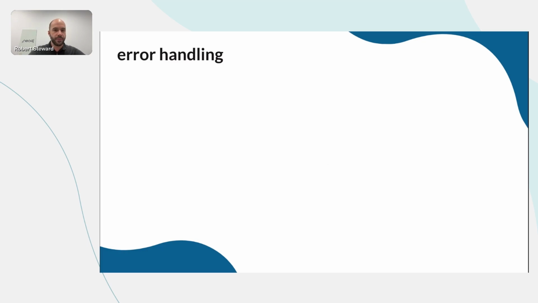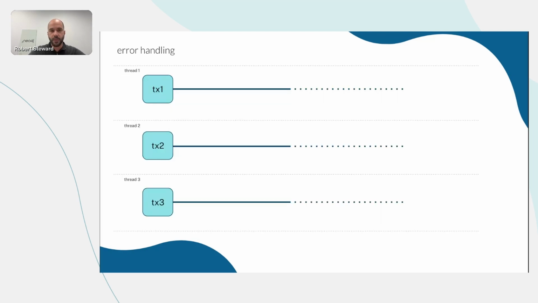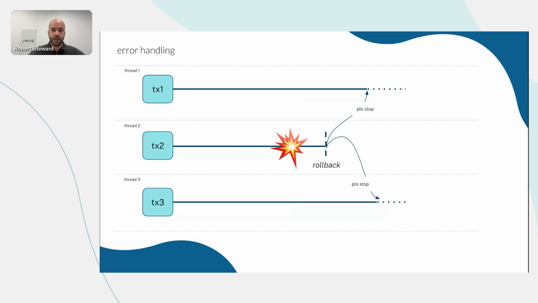Let's talk about error handling. So we mentioned on error break and fail earlier. These failure modes will be slightly different in a concurrent query, mostly because of the concurrent nature. So if we go back to our example here of our 3 concurrent transactions, let's say that transaction 2 has a problem, needs to roll back. What we try to do for on error break or on error fail is ask other concurrent transactions that are in flight to stop what they're doing and roll back too.